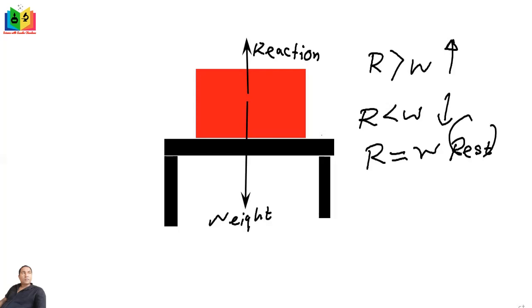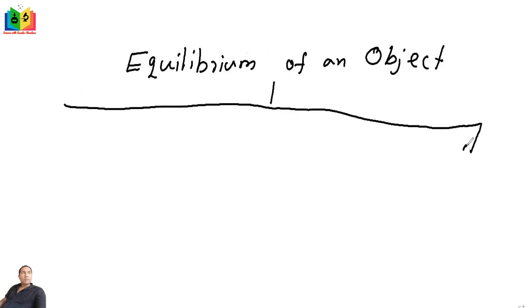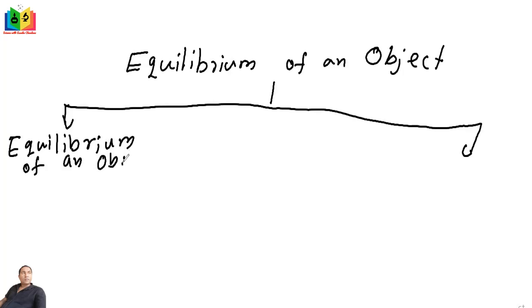Right, okay, then we have to learn under this topic different situations in the equilibrium. Now, when we consider the equilibrium of an object, an object maintains its equilibrium in different methods. But under this topic, we have to learn how to equilibrium an object under three situations, right? One of them is equilibrium of an object under two forces.